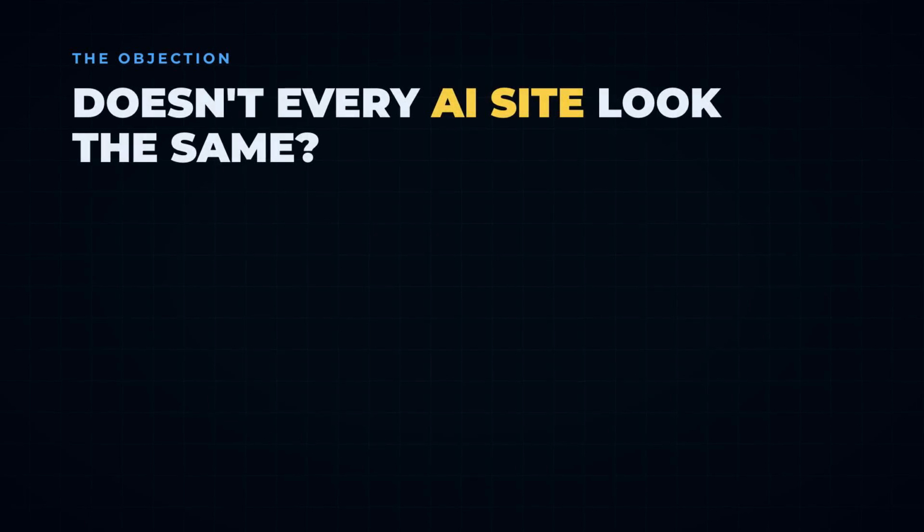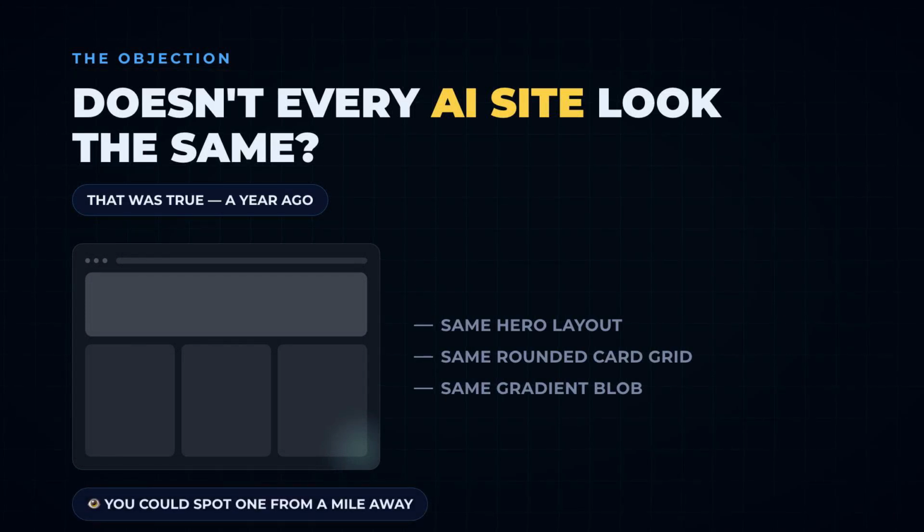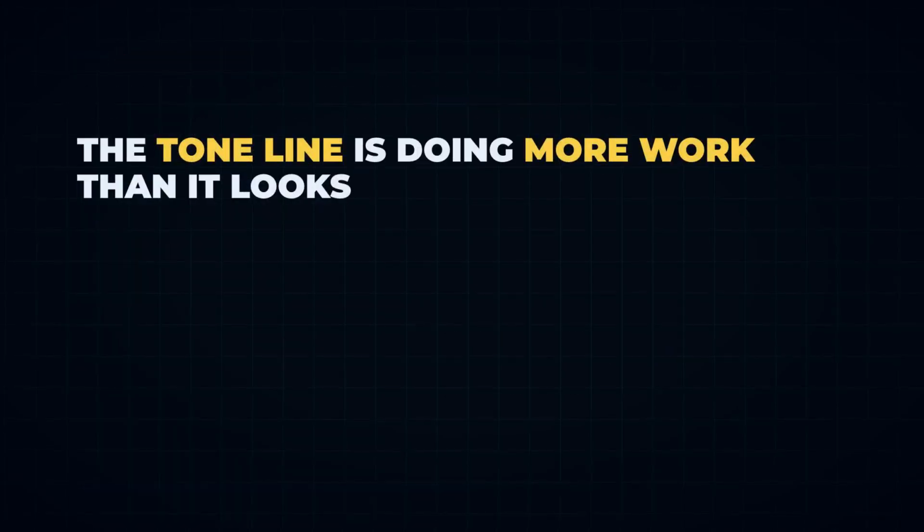One objection I know is coming because I had it myself before I tested this properly. Doesn't every AI built site end up looking the same? That was true a year ago. Same hero layout, same rounded card grid, same gradient blob in the corner, spot one from a mile away. What's different here is that the tone line in your prompt is doing more work than it looks like.